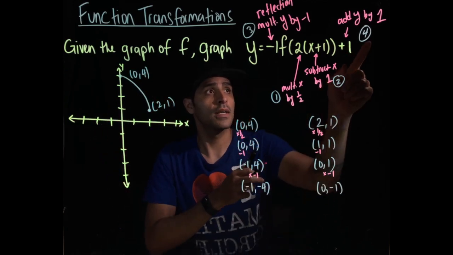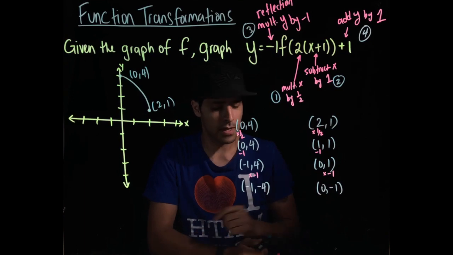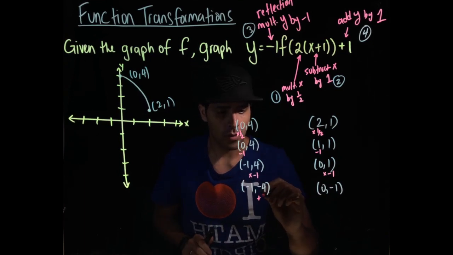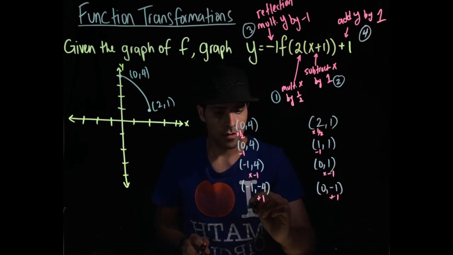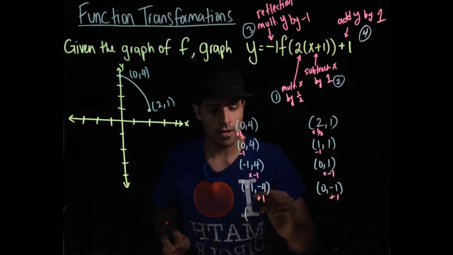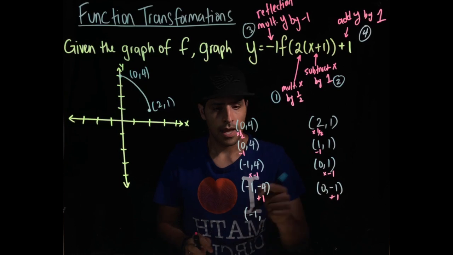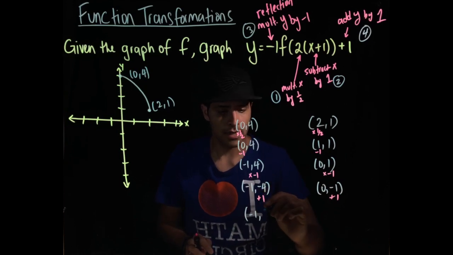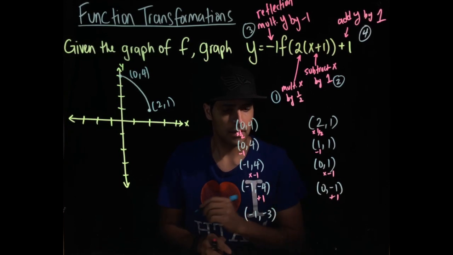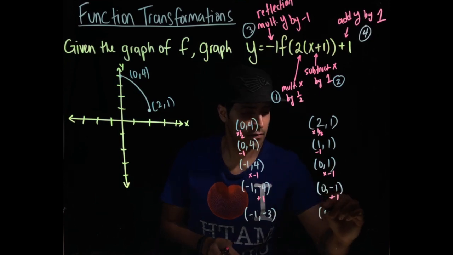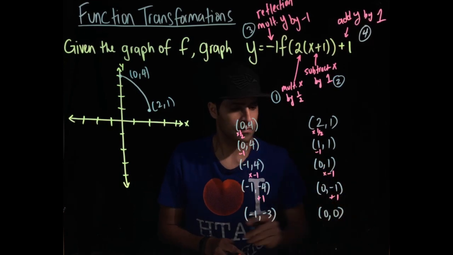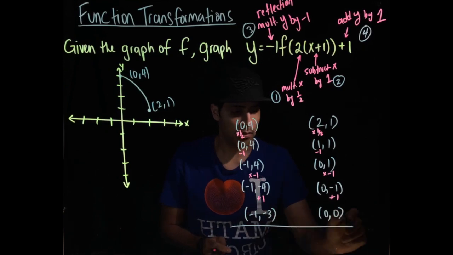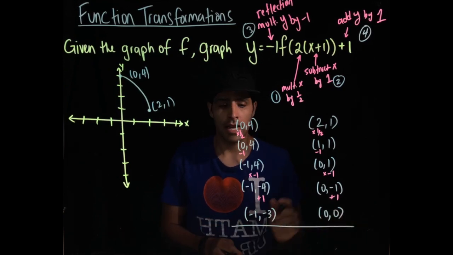And then my last one is I'm going to add the y values by 1. So now I'm going to add the y value by 1 here, add the y value by 1 here. Then I leave my x value alone. I got -4 plus 1 will be -3. And then I leave my x value alone. And then -1 plus 1 is 0. So then these are the final points that I'm going to be using, and I'm going to plot them.